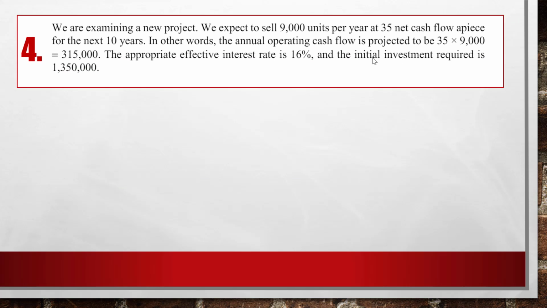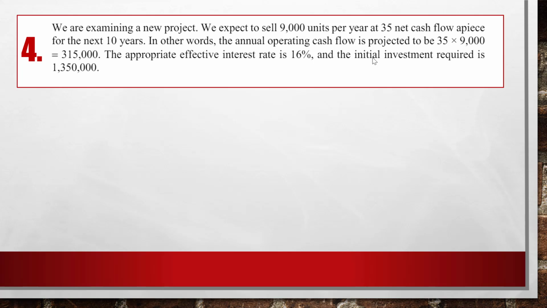Okay, problem number 4. We are examining a new project. We expect to sell 9,000 units per year at $35 net cash flow apiece for the next 10 years. In other words, the annual operating cash flow is projected to be 35 times 9,000, which is $315,000. The appropriate effective interest rate is 16%, and the initial investment required is $1,350,000.